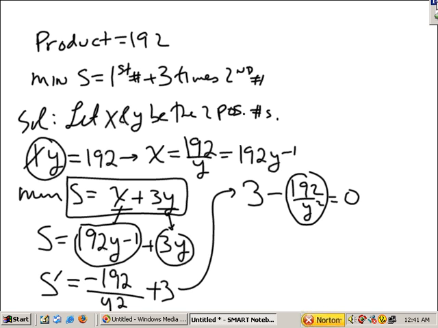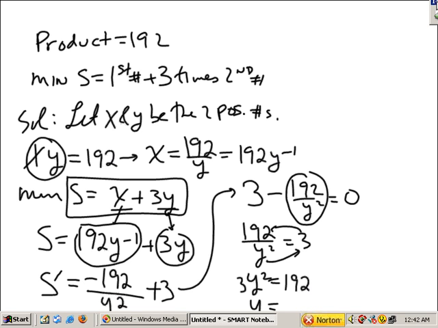That means this is 3. 192 over y squared is 3. y squared times 3 is 192. 3y squared is 192. So y squared is 64. But that means that y is the square root of 64, or 8.